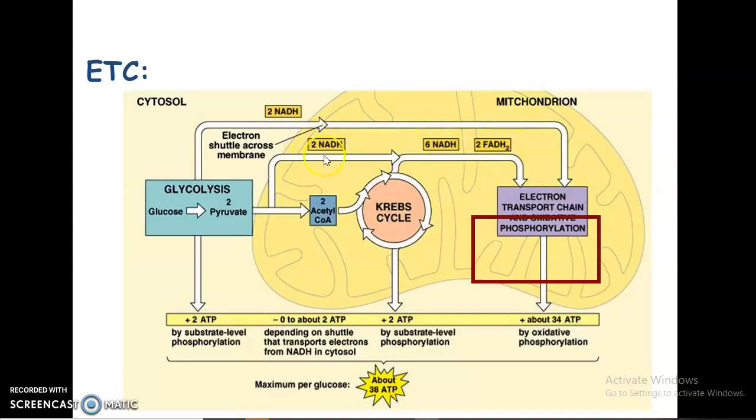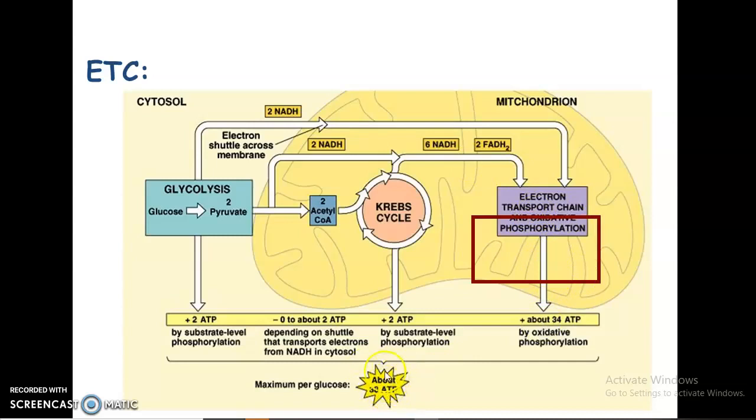Again, 2 NADH from 1 glucose molecule in the conversion of 2 pyruvate into acetyl-CoA. Again, 2 NADH from glycolysis. Just look at the pathway where these molecules are. This is just for 1 glucose molecule. Then all these will enter the electron transport chain and be converted into ATP. So this says 38 ATP.